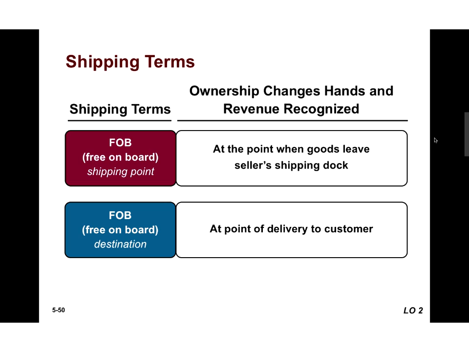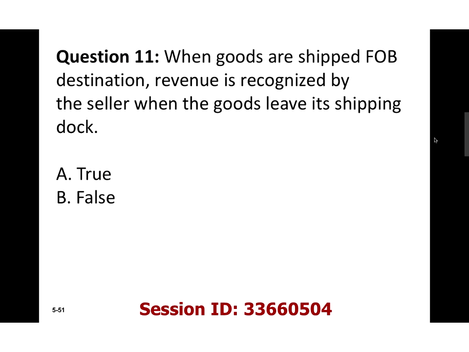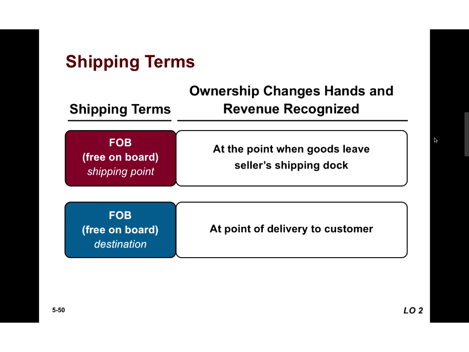So what I'm going to do now is I'm going to push a question out. Okay, so I'm going to come back to this in just a moment. The question I'm sending out is, when goods are shipped FOB destination, revenue is recognized by the seller when the goods leave its shipping dock. True or false? And again, refer to your notes that look like this.